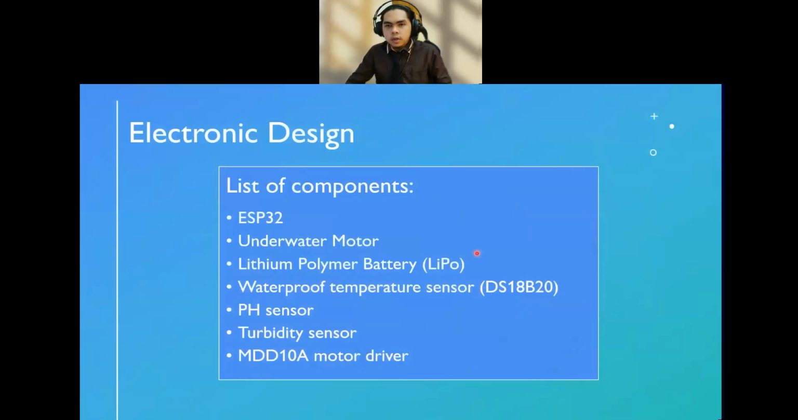Moving forward, electronic design. In this section, I've listed the components, and the components used are ESP32 as the microcontroller, underwater motor, lithium polymer battery LiPo, waterproof temperature sensor, pH sensor, turbidity sensor, and MDD10A motor driver.